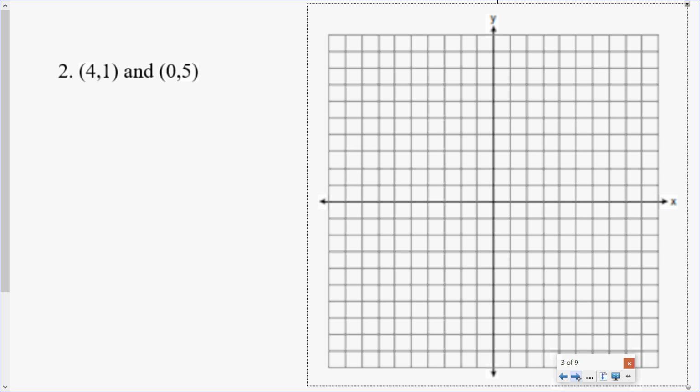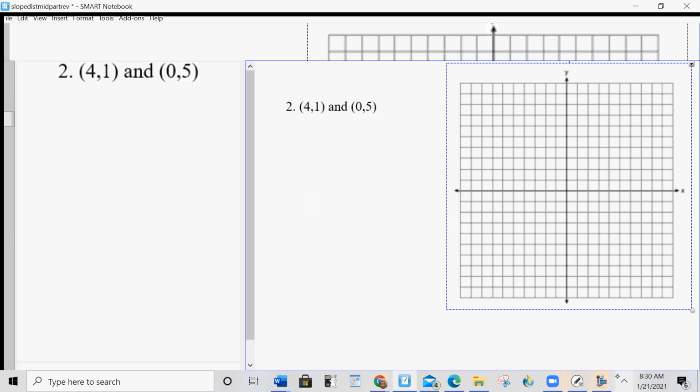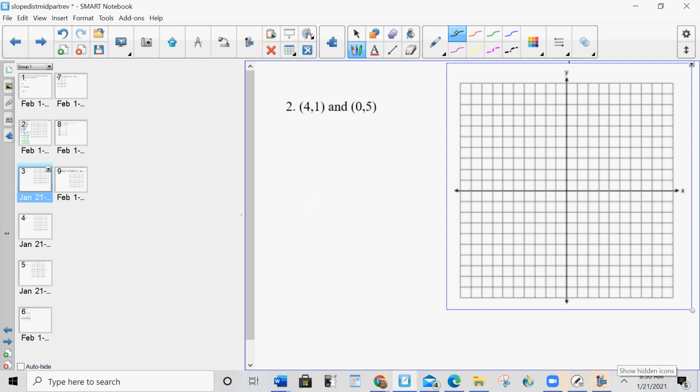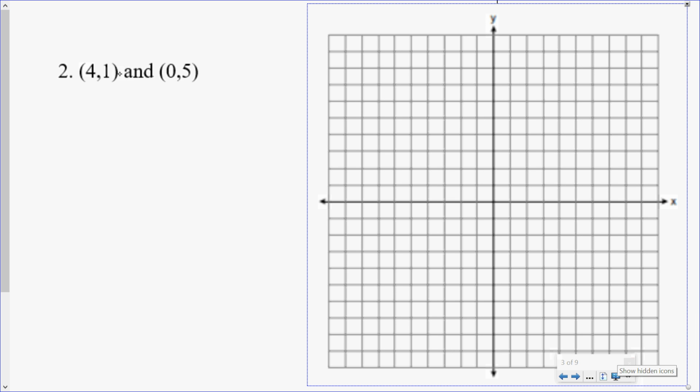Distance, slope, and midpoint. So please pause. Try number 2 on your own. Distance, slope, and midpoint. And then unpause. Okay, now that you tried number 2 on your own, I will go over it together.